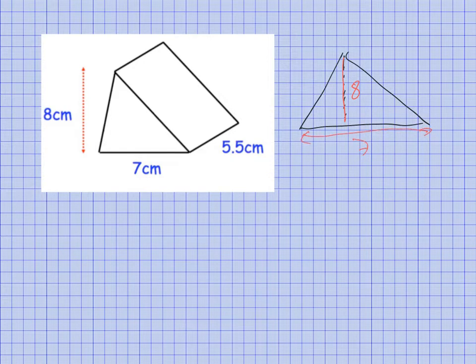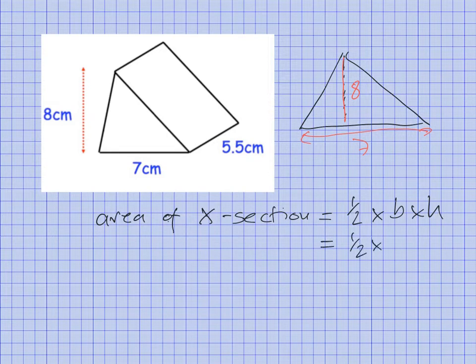Next, we're going to use that information to calculate the area of the cross section. So I'm going to write that down as area of cross section, shorthand, draw a cross and write section. Now in this case it's a triangle, and the area of a triangle is half times the base times the height, which for these ones is a half times 7 times 8.